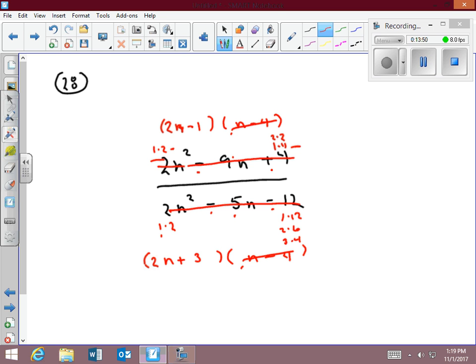Now, what does that leave this problem to be? Numerator is 2n minus 1, and the denominator is 2n plus 3. I don't have to put brackets because what? The line brackets it.